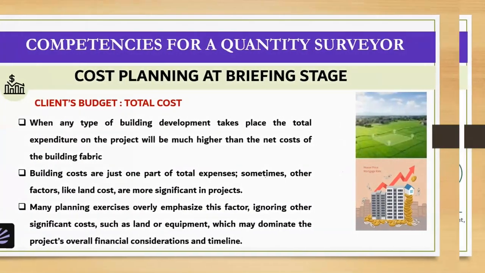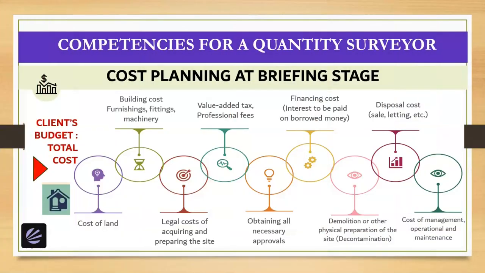So we can also see this figure here. It shows what the total cost will be. It could include building costs, furnishings, fittings, machinery, the cost of land, legal cost of acquiring and preparing the site, obtaining the necessary approvals, value-added tax, professional fees, financing cost, disposal cost, demolition or other physical preparation of the site cost, cost of management, operation and maintenance. So this is the whole cost that one must consider for the building.